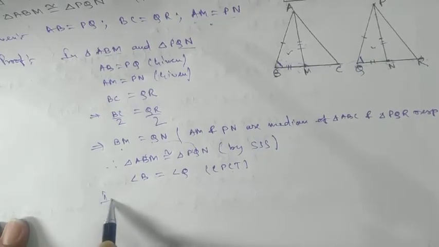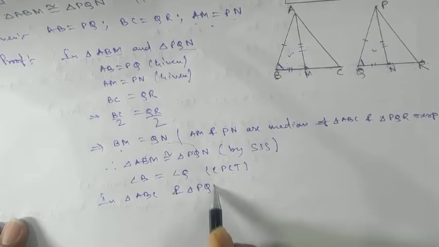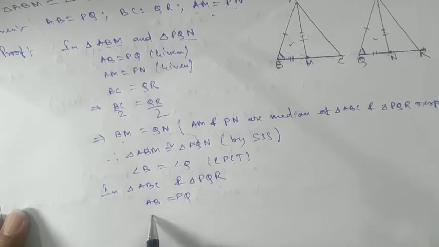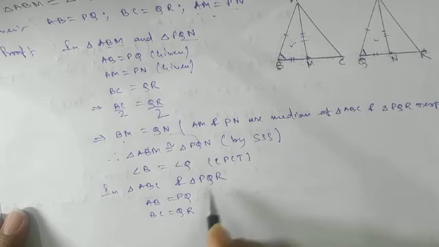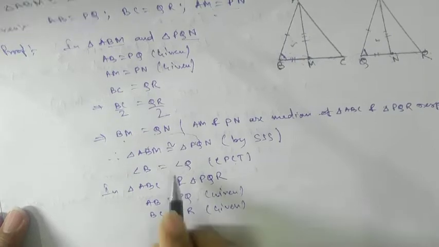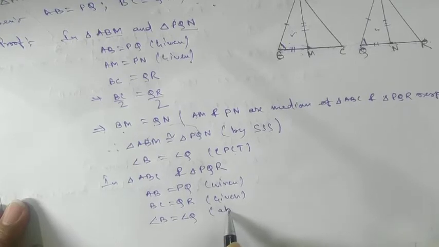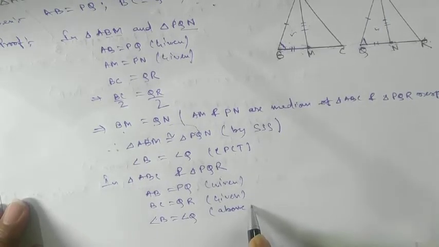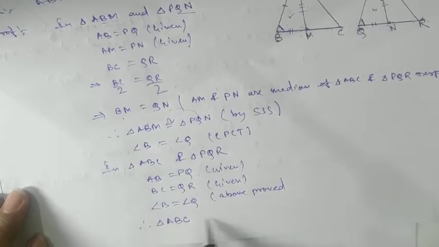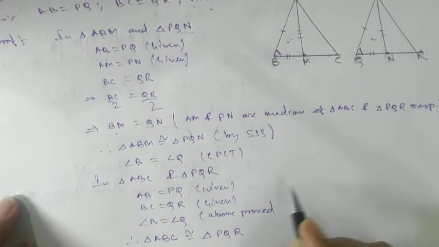Now in triangle ABC and triangle PQR, see, we have AB equals PQ, then BC equals QR, given, you write here given, and the third one, angle B equals angle Q, proved above. Right now only we have proved here. Okay, therefore you can say that triangle ABC is congruent to triangle PQR. Can you guess by which criteria? Okay, let's see here.